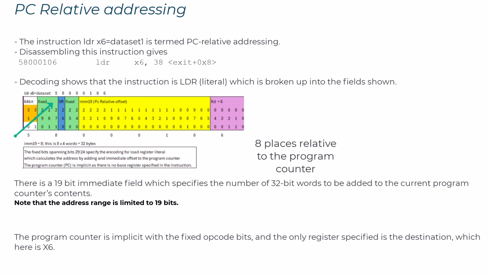And we have some fixed values for the opcodes here. Basically, these fixed bits signify that it's a literal, and it calculates the address by adding this immediate offset to the program counter. The program counter is implicit, so the only register we are talking about here is the destination register. We do not manipulate the program counter directly. There is a limit to this. There are some other tricks we can do, but effectively you've only got 19 bits, so we are limited to these 19 bits here.